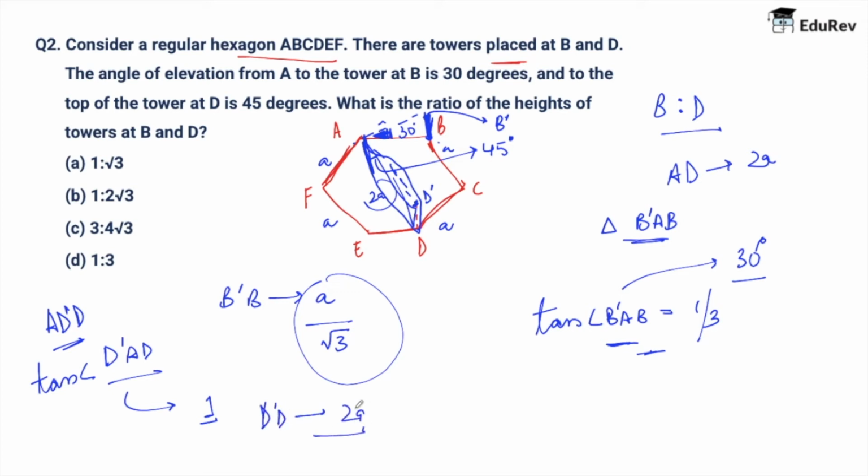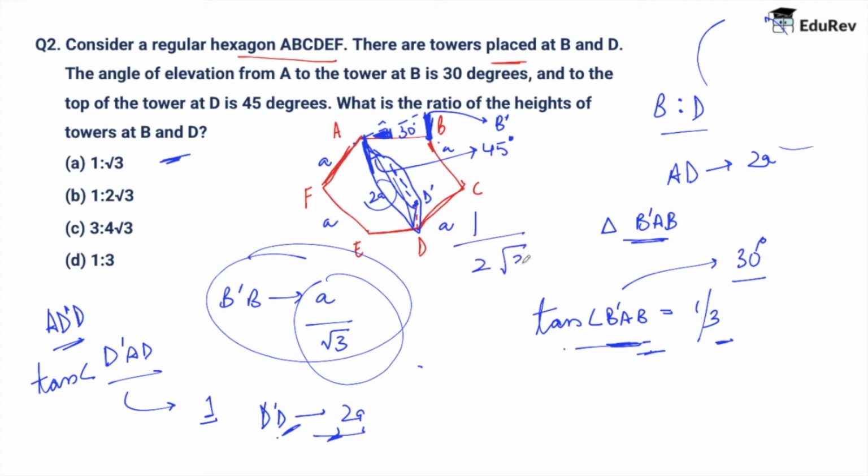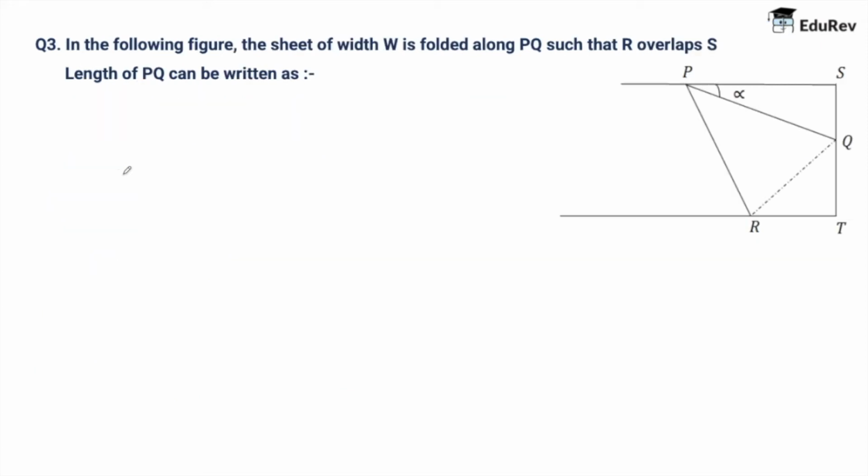Correct? So now I need to figure out the ratio of heights. I wanted to find the ratio of the height from B, that is A by root 3, to 2A. If I do the ratio, then it will be 1 by 2 root 3. That is nothing but option B. I hope you have understood this. Now let's move on to the next question.